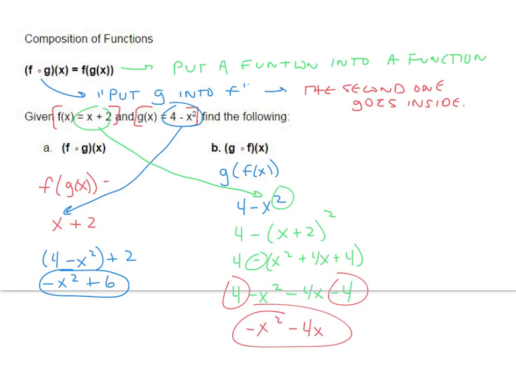Okay, so in this case we compare those and we note that f of g of x is not equal to g of f of x. Okay, so it's different in this case. So you need to make sure that you note that, because they're not going to be the same. So that's how we do a composition of functions.